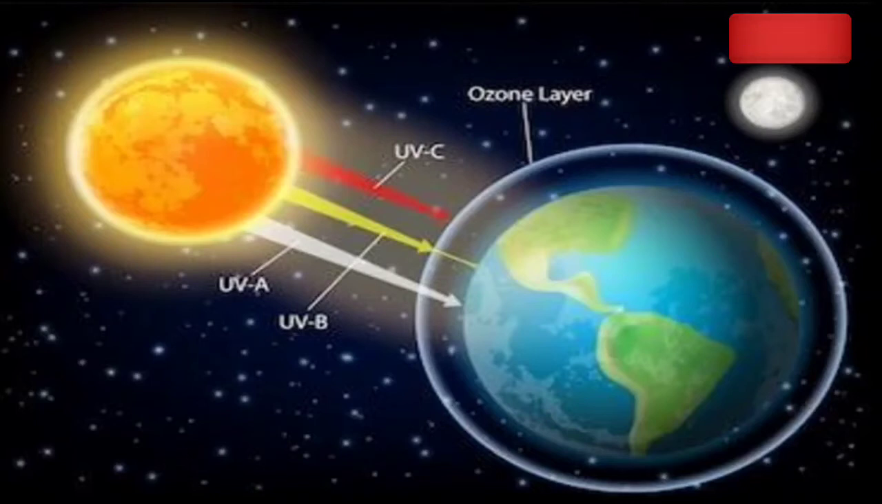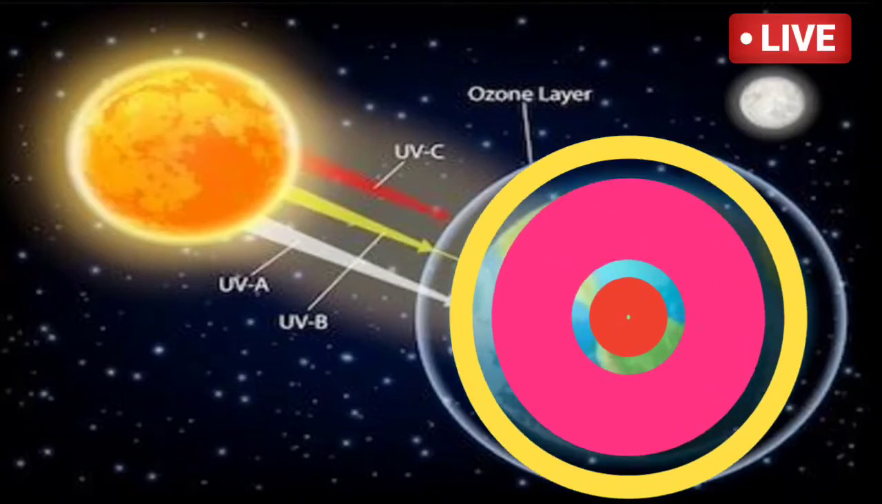Here I am asking one question, my dear. Why are the temperatures changing on the earth's surface? The sun is continuously releasing its heat, its energy, then why are the temperatures different on the earth's surface? Because the earth is in round shape. Understood? The earth is in round shape.